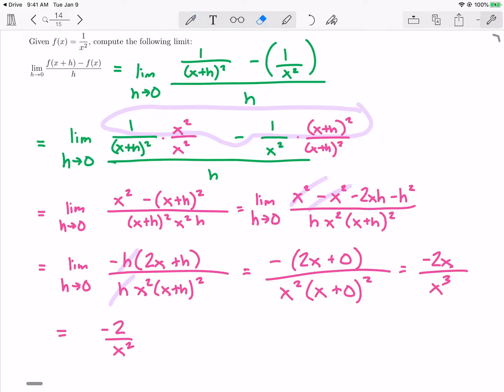Well, goodness me, Mr. Spinelli. It was x to the fourth in the denominator, right? We had x squared and x squared, which makes x to the fourth. I knew the answer, so I was messing up. So we end up with negative 2 over x cubed.